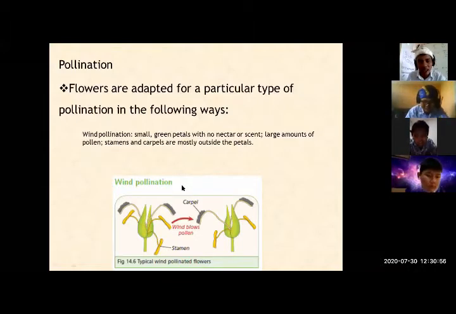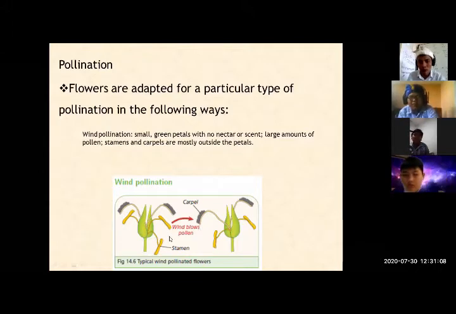So this is how wind pollination works. If you see in the picture, you can see that it says wind blows pollen grain. Jadi angin mengembuskan pollen grain and it falls and then the stigma will catch. Okay, very easy. Now we continue to the next pollination. What is the next pollination?